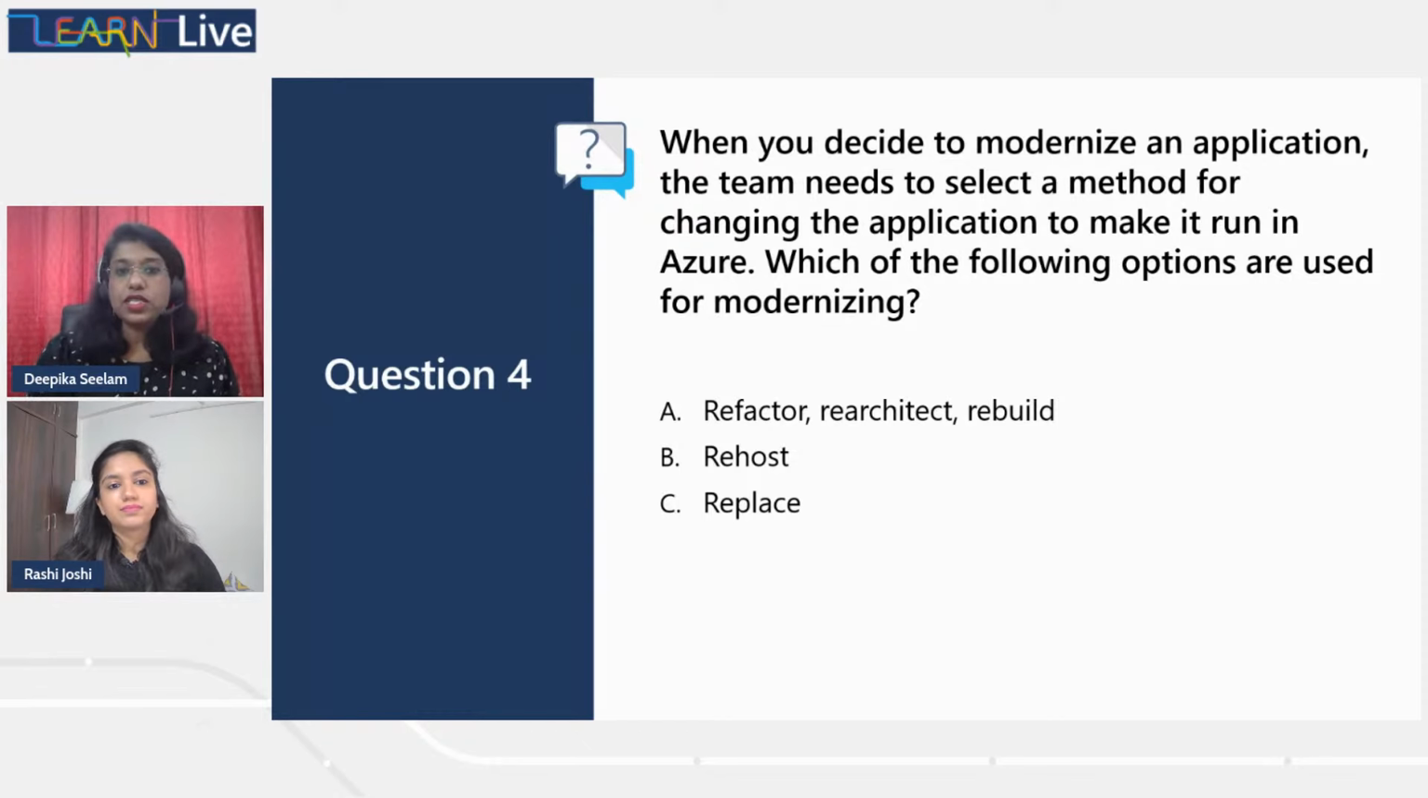So, starting with the first question, Rashi, when you decide to modernize an application, the team needs to select a method for changing the application to make it run in Azure. Which of the following options are used for modernizing?